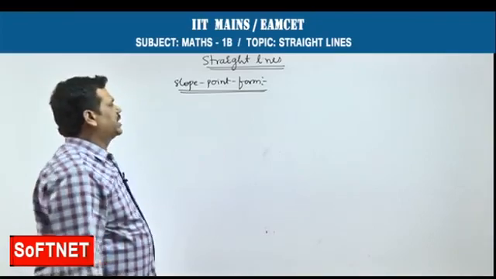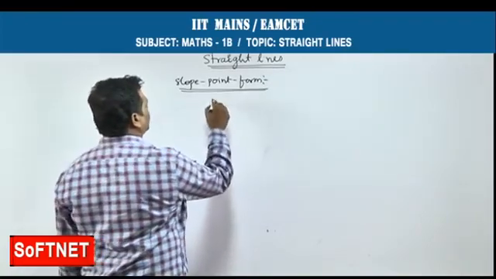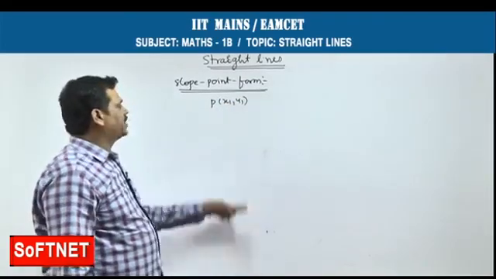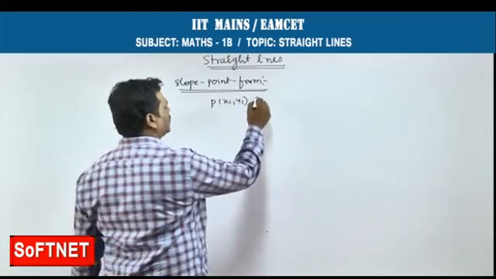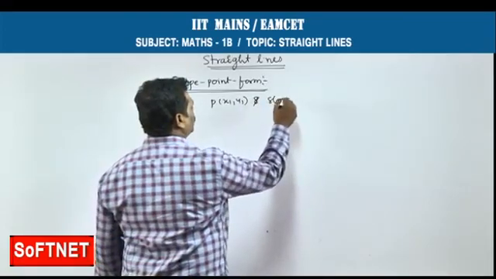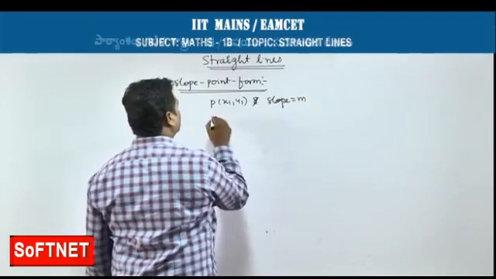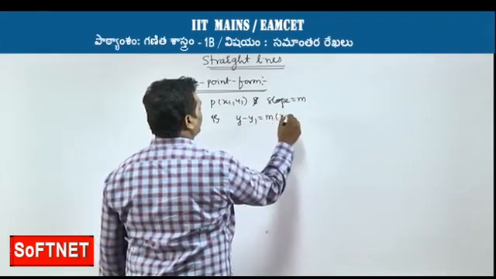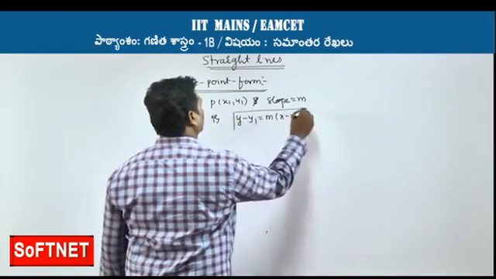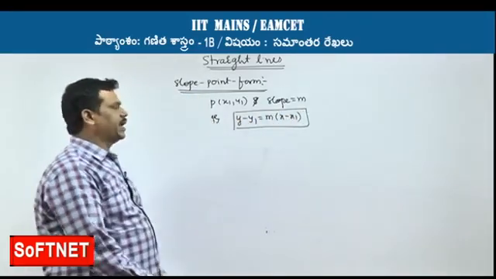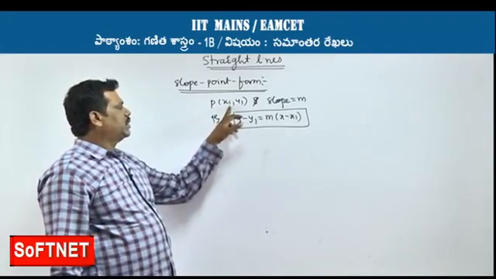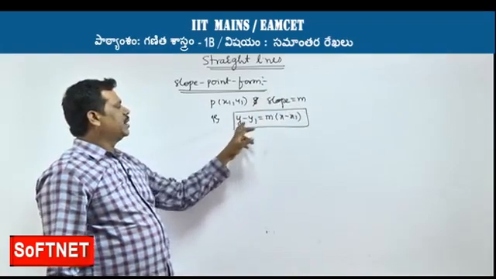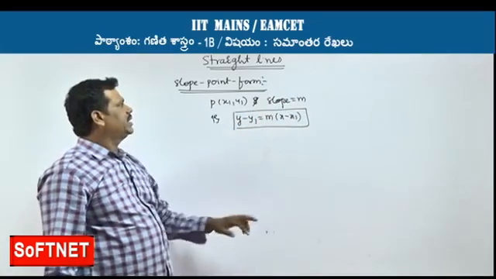The equation of the straight line passing through P of x1 comma y1 and having slope m is what? Y minus y1 is equal to m into x minus x1. The equation of the straight line passing through P of x1 y1 and having slope m is y minus y1 equal to m into x minus x1.